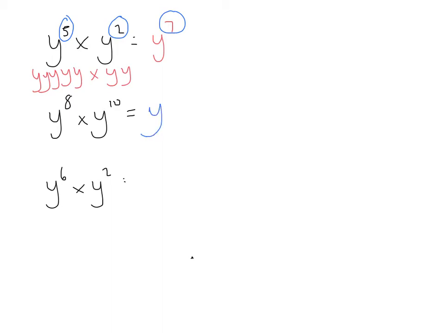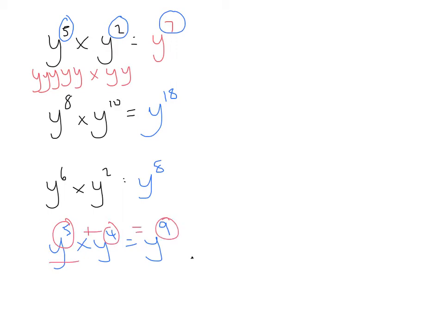Now if I were to go on to tell you that y to the power 8 times y to the power 10 is y to the power 18, and y to the 6 times y squared is y to the power 8, hopefully we can see quite easily a pattern that's going on here. If I had y to the power 5 times y to the power 4, the answer is y to the power 9. And I know that because 5 plus 4 equals 9. And notice that the base, the y, has stayed the same. So as a general rule, I can say that y to the a times y to the b equals y to the a plus b.